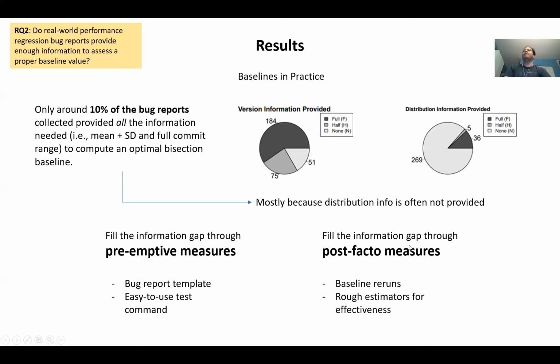And then the other measures would be the post facto measures. So one would be performing baseline reruns on different hardware. This is essentially just going to reestablish what the distribution is going to be, and it fills in that information that was lacking in the bug report to begin with, the distribution information. And then the other post facto measure would be rough estimators for effectiveness. So for example, maybe we can use certain measures that don't necessarily correspond to the information that we have, but would nonetheless estimate the effectiveness value. Okay.